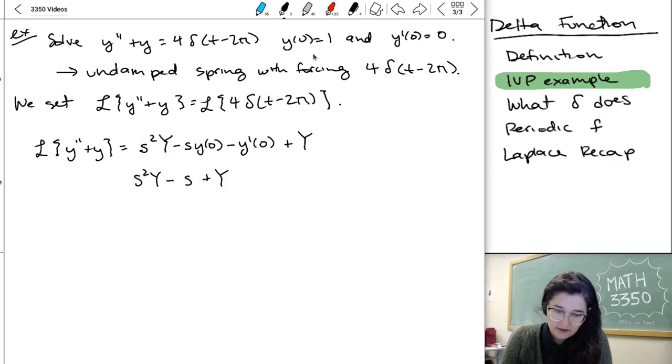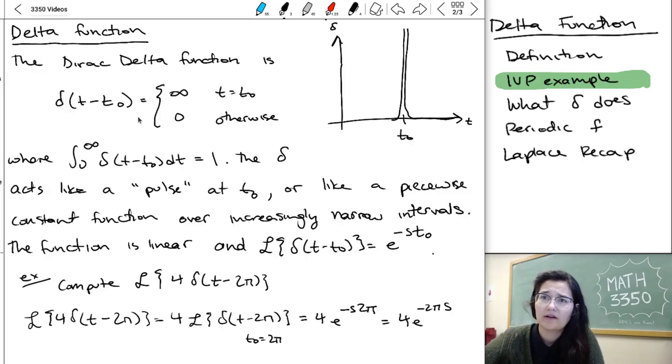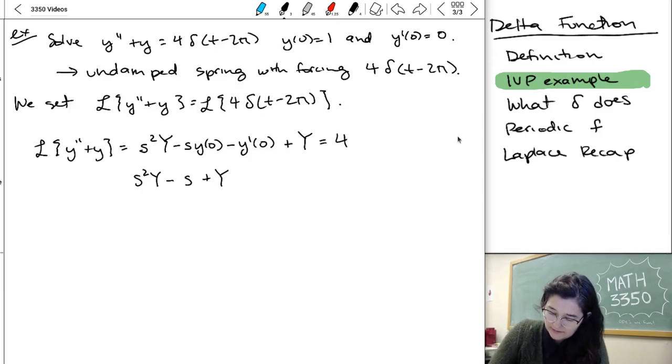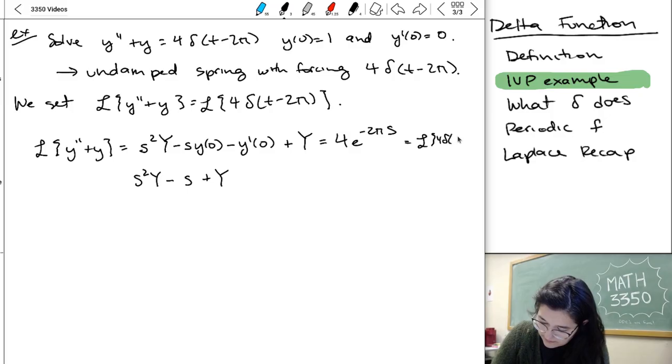And then our Laplace of 4 delta of t minus 2 pi, we actually took in the last video. It's 4 e to minus 2 pi s. So I'm not going to show that again. We just know that that's what our Laplace of y double prime plus y is going to be set equal to. So all I did was I plugged in that Laplace transform we already calculated.